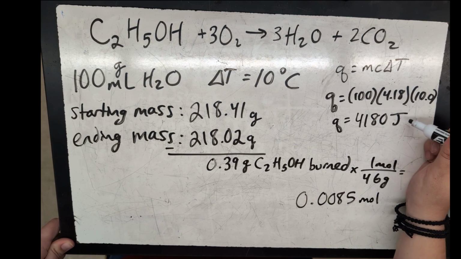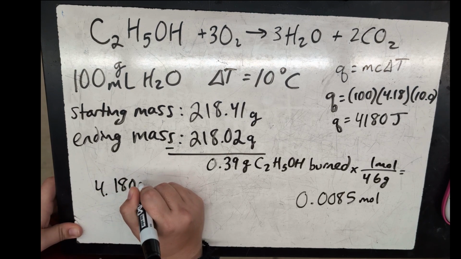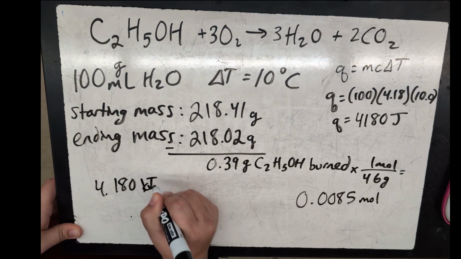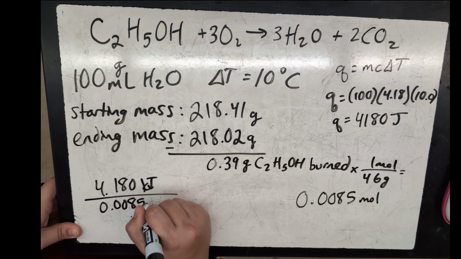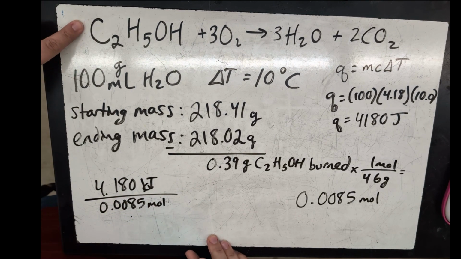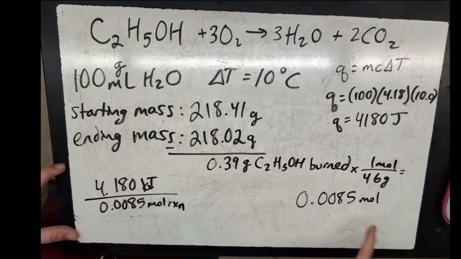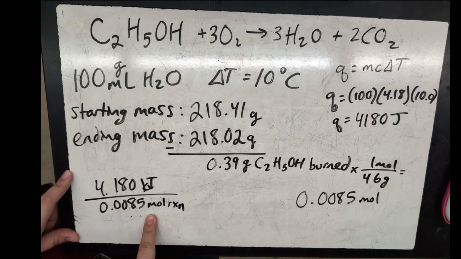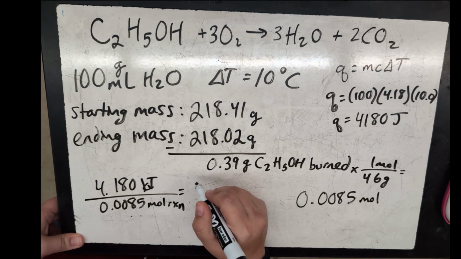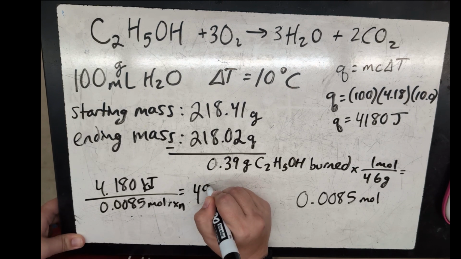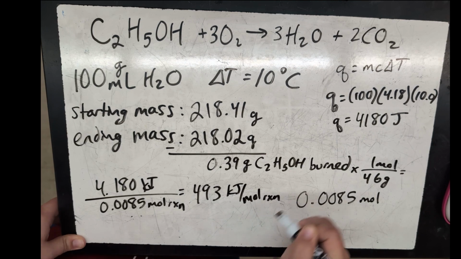Then I can take these joules that we found, change that to kilojoules, 4.180 kilojoules, and divide it by the moles. And I can just use the moles of ethanol directly because there's one ethanol for every one reaction. So it's the same number of moles of ethanol as the moles of reaction. And when I divide, I get 493 kilojoules per mole reaction.